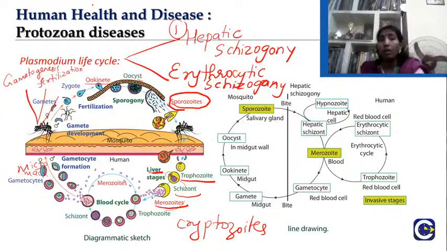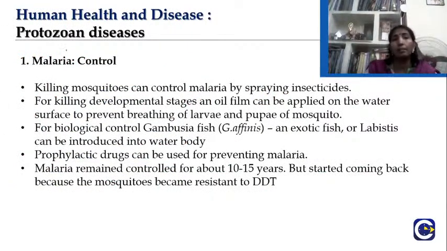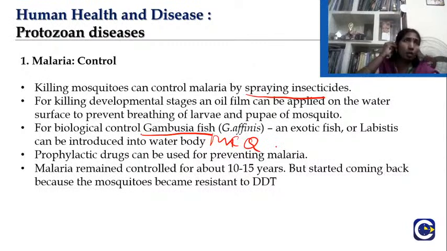I hope you have taken down the flow chart. Okay, so remember it's digenetic and other things. Now how are we going to control malaria? By killing mosquitoes, like spraying insecticides, or we can apply oil film, where the larvae suffocate and die at the larval stage. They can plan spraying the oils. Or the best way, biological control. The biological control we plan by using the Gambusia fish. This is also an MCQ question they'll ask. So Gambusia fish is used for what? Vector control, particularly mosquitoes.